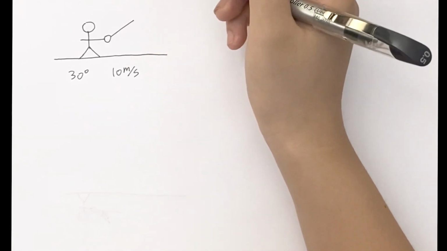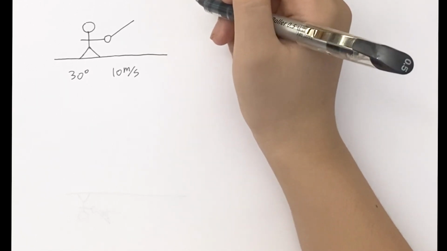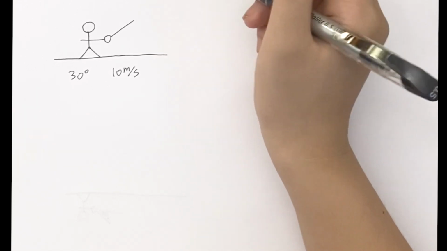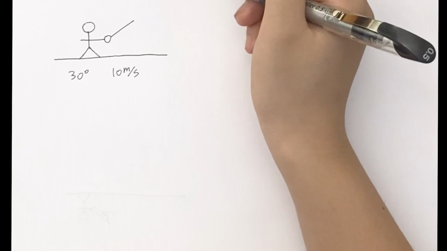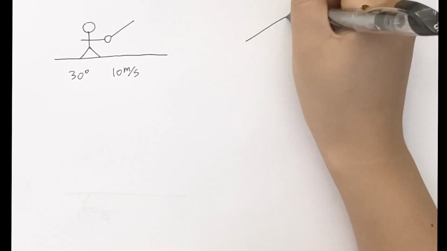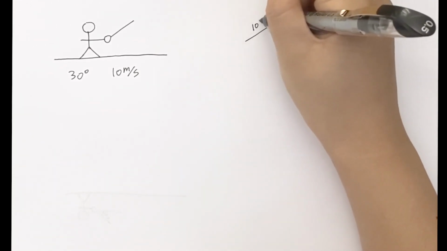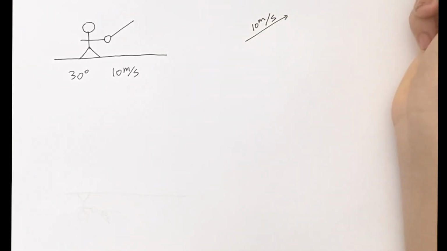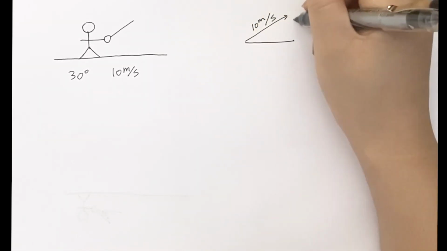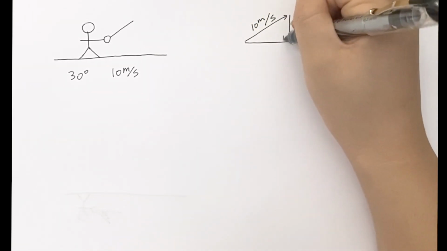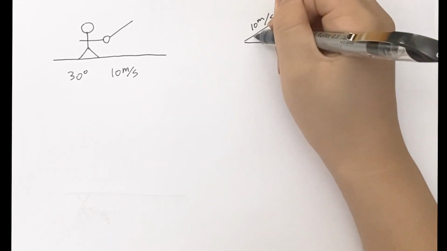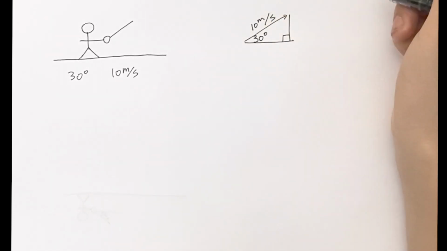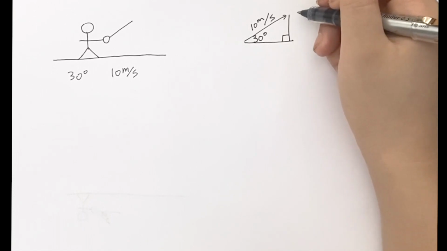Well, we can't just use this vector as it is. We have to split it into its horizontal and vertical components by creating a right triangle using the vector as its hypotenuse. So we have this vector here. So this is 10 meters per second. And here we have this triangle. It's a right triangle. Now this here is 30 degrees. These two legs are the components.